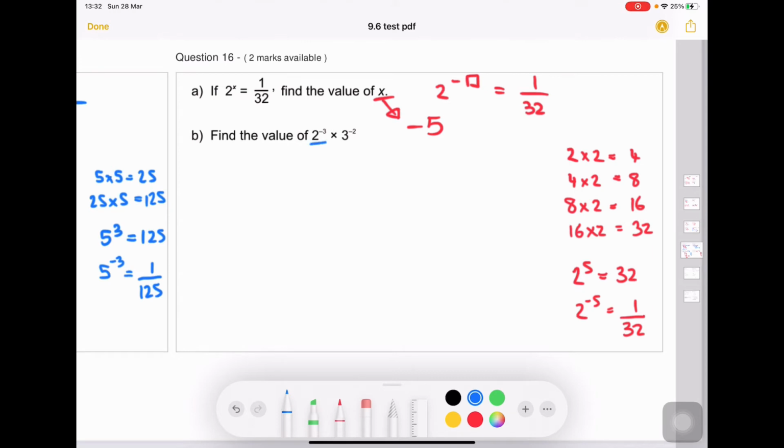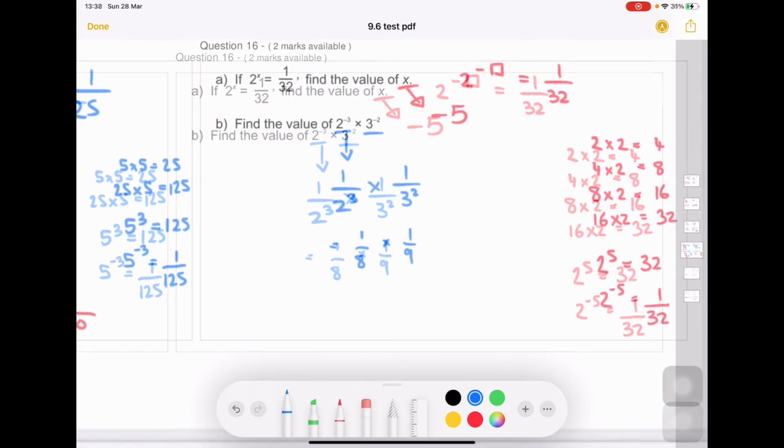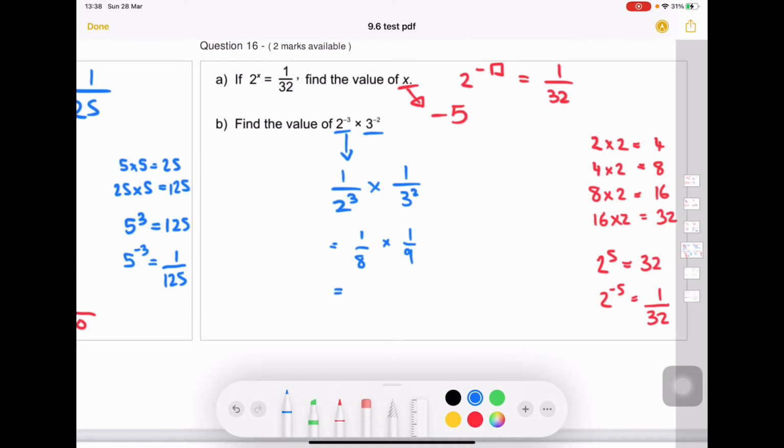Now let's work out the other one. 1 over 2 cubed multiplied by 1 over 3 squared. Sorry, 3 squared. 3 squared equals 1 over 8 multiplied by 1 over 9. 1 times 1 is 1. 8 times 9 is 72.